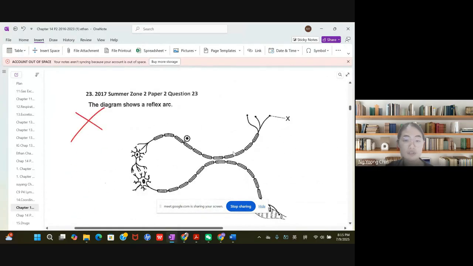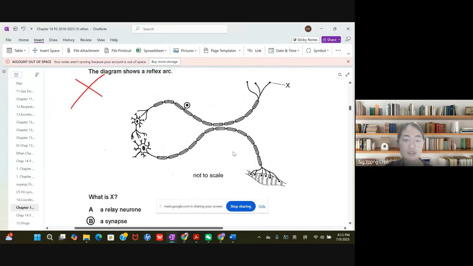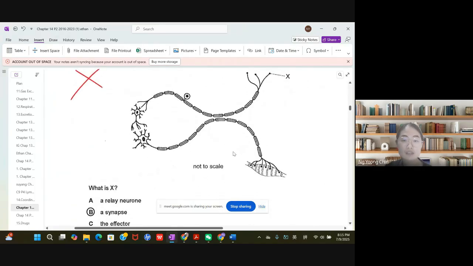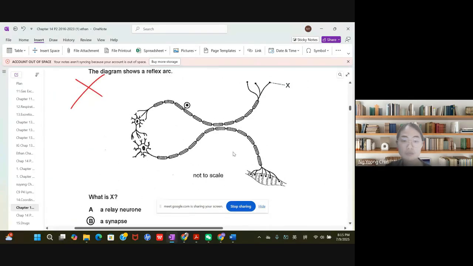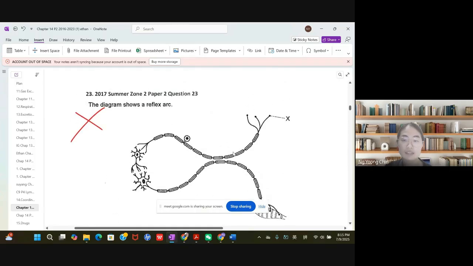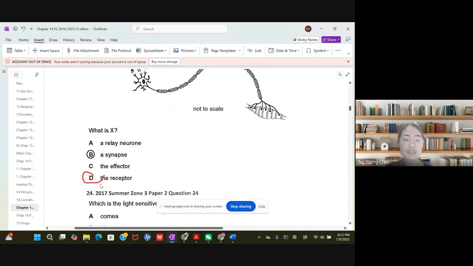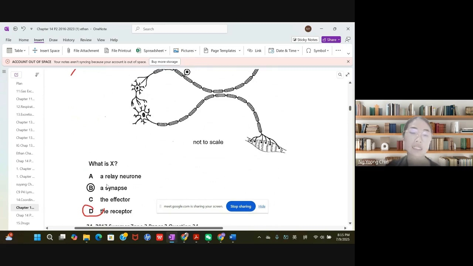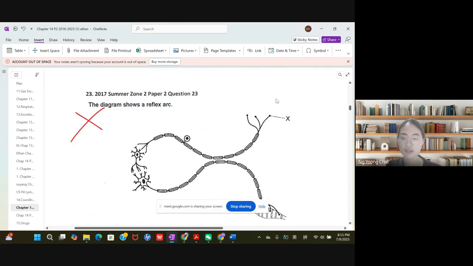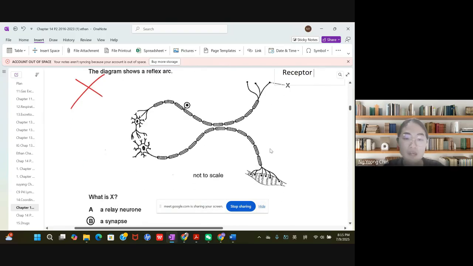And then followed by that, the direction will reflect the arch. So what is meant by X? We wrote synapse, but it's not a synapse. X is the receptor. Why is it not a synapse?